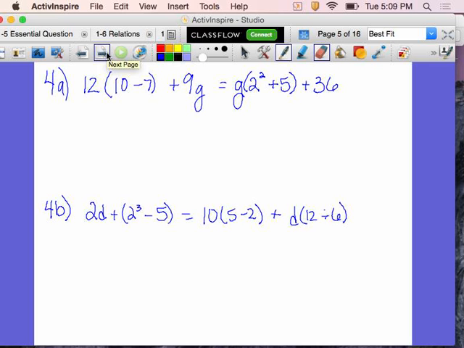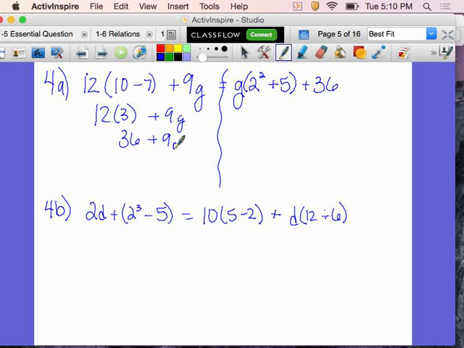Okay, step number 4. So doing this carefully, you're getting highly complex equations now. So 12 times 10, oh, it's 10 minus 7, so I don't need to do it. Hold on, don't do such work. 12 times 3 plus 9g, so that's 36 plus 9g. Let's see what I have here. g equals 4 plus 5 plus 36. That would be 9g plus 36.